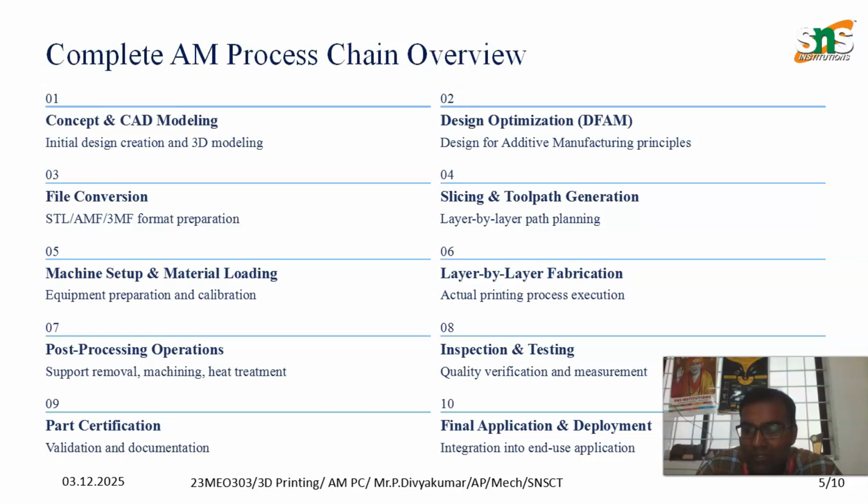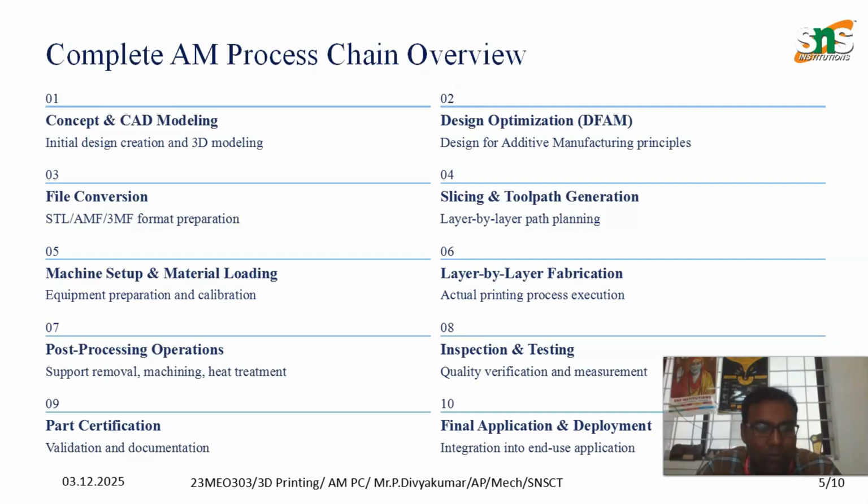Next, layer by layer fabrication. Actual layer by layer fabrication takes place and material is deposited, cured or sintered in a controlled environment which is maintained for the preferred quality. Next one is the post processing operation. That means part removal and support removal. The printed part is removed from the build platform and the supports are removed manually or chemically, and the excess powder or resin is cleaned. It is mainly done to avoid damage to delicate features.